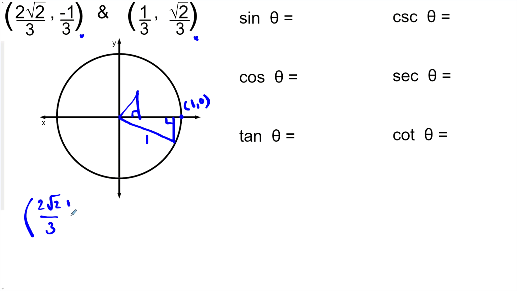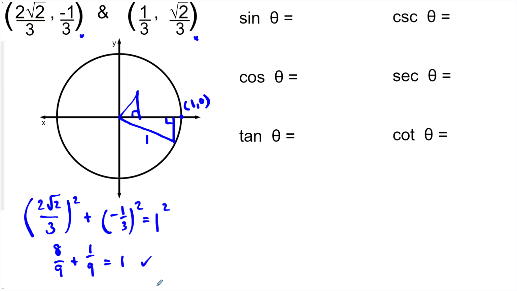2 times root 2 over 3 squared plus negative 1/3 squared should equal 1 squared. This one equals 8/9. This one 1/9. And that does add up to 1. So this does fit on the unit circle.